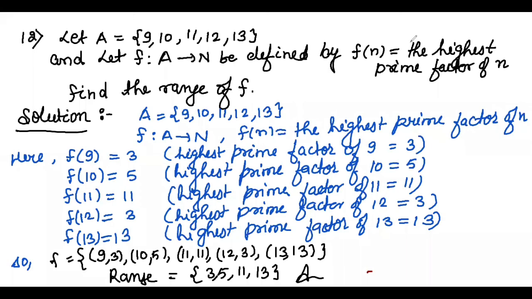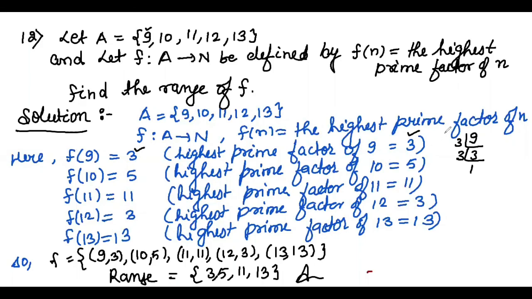Now question number 12. Let A equals to {9, 10, 11, 12, 13}. Set A is given. Here f from A to N is given. We define f(n), small n, as the highest prime factor of n. Meaning we have to find the prime factors, and out of that, the highest prime factor. So the first element is 9. So for 9 we'll find the factors. This is the way to find. The highest prime factor of 9 is 3. So f(9) will be 3.